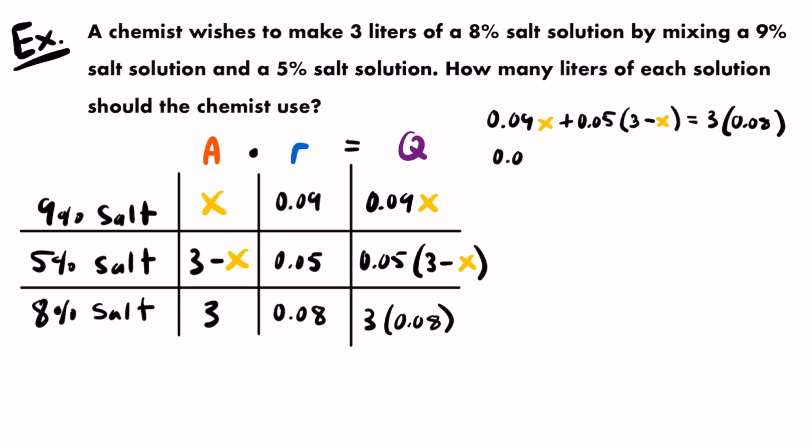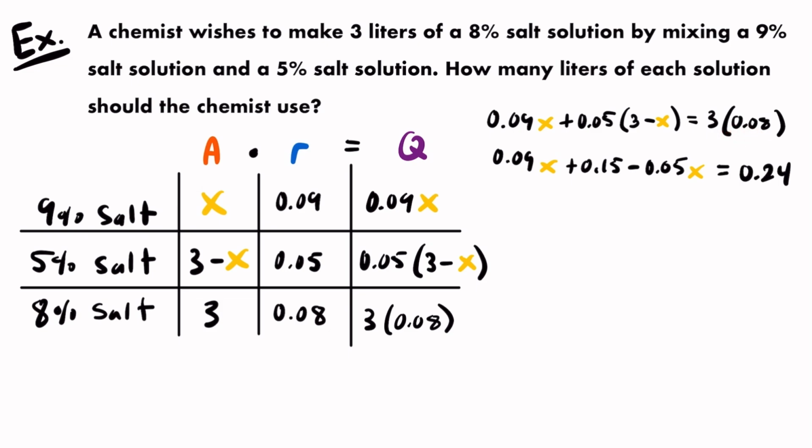We'll still have 0.09 times x, but then we want to use the distributive property on this term right here. We want to distribute or multiply 0.05 by both of these two terms, starting with 0.05 times 3. That will be 0.15. And then you want to multiply 0.05 by negative x, and so multiply the coefficient of negative 1 here by 0.05, and you'll get negative 0.05 times x. And then that will be equal to 3 times 0.08, which is 0.24.